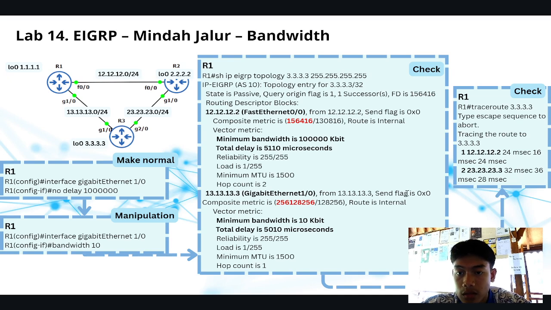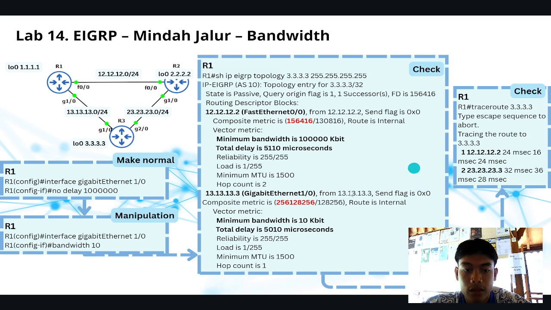Next, the short checks. This is a check with traceroute to 3. EIGRP and OSPF are different. Check this, 11, 12, 24, 6, 16, and check this.